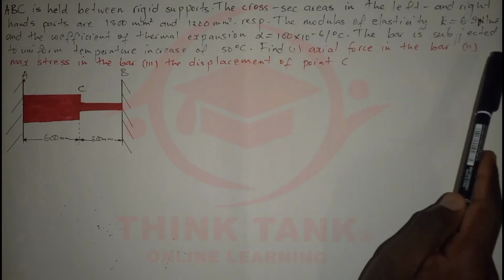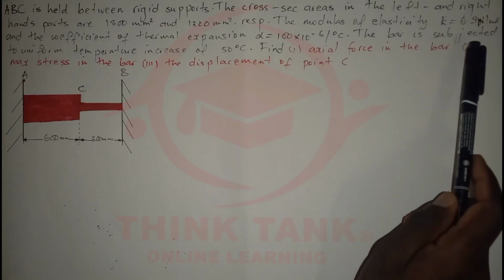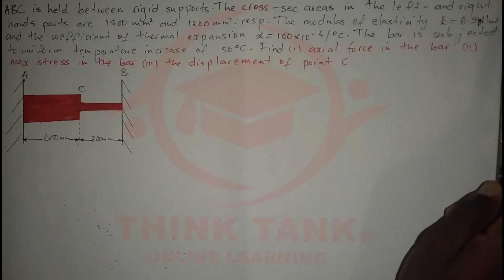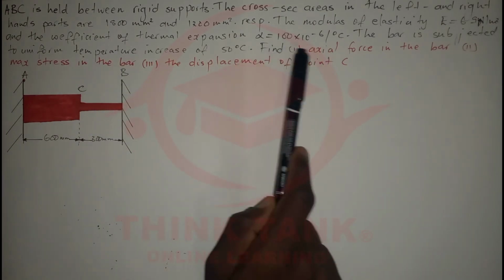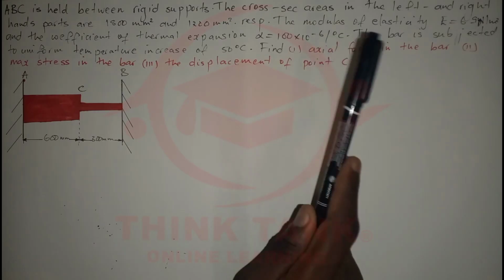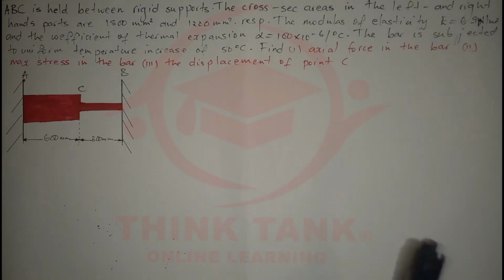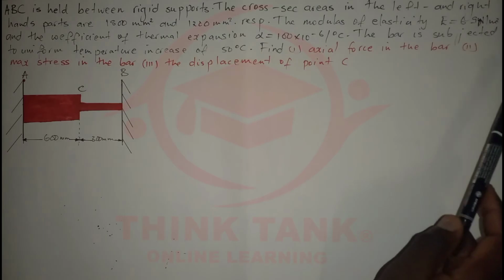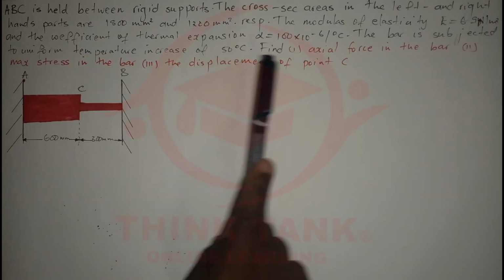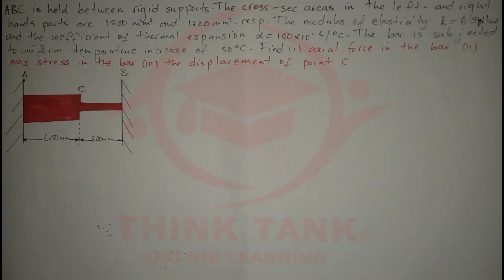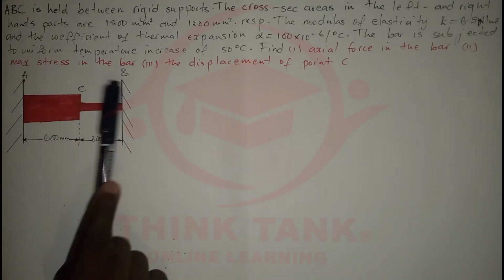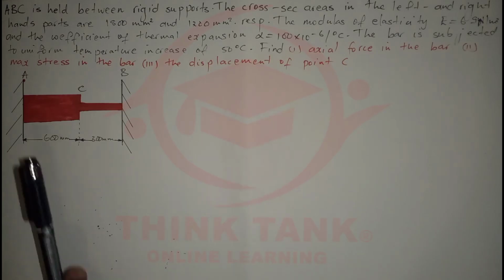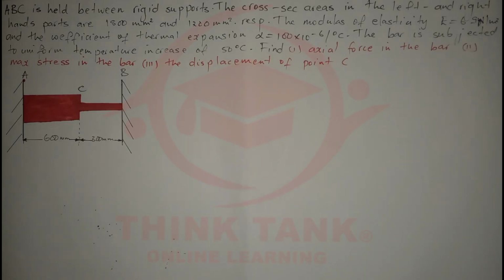The modulus of elasticity, E, is equal to 6 giganewtons per square meter, and the coefficient of thermal expansion, alpha, is given as 100 times 10 to the power negative 6 per degree Celsius. The bar is subjected to a uniform temperature increase of 50 degrees Celsius. I want to find the axial force in the bar. After that, we're going to find the max stress in the bar and also find the displacement of the point C.